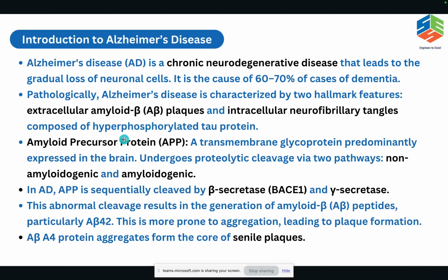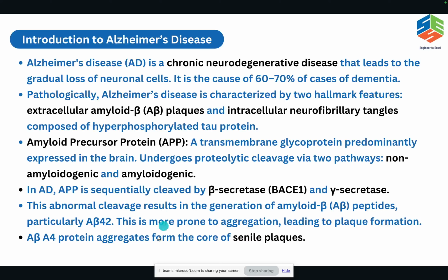So how is this formed? Basically, there is a protein called amyloid precursor protein, APP. It's a transmembrane glycoprotein that is predominantly expressed in the brain. It undergoes two pathways, one is amyloidogenic and another is non-amyloidogenic. But in this study, we are just focusing on the amyloidogenic pathway, because when this protein is cleaved by two enzymes, beta secretase and gamma secretase, this abnormal cleavage results in the formation of amyloid beta peptides.